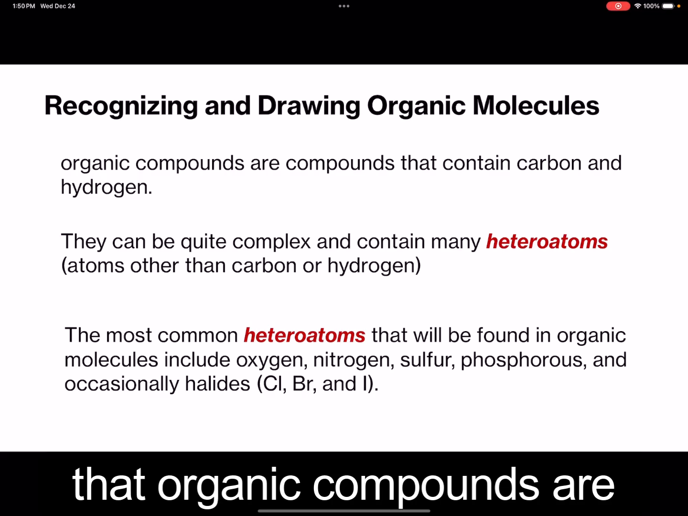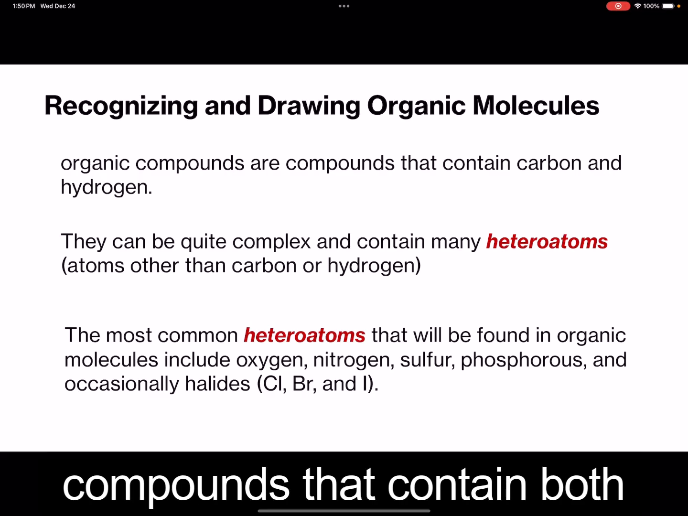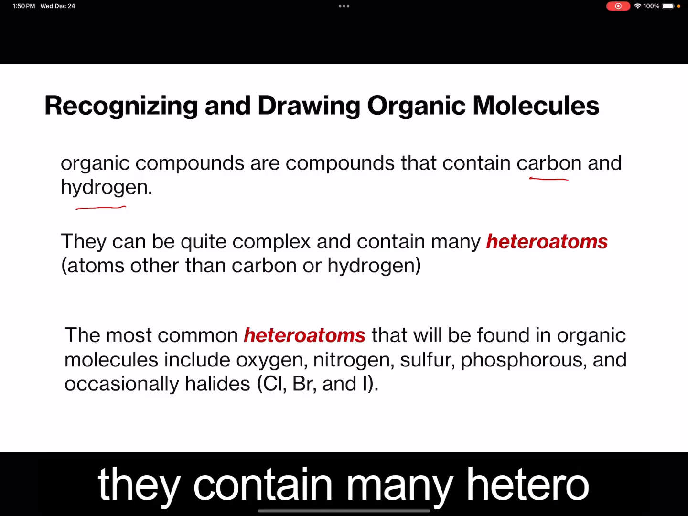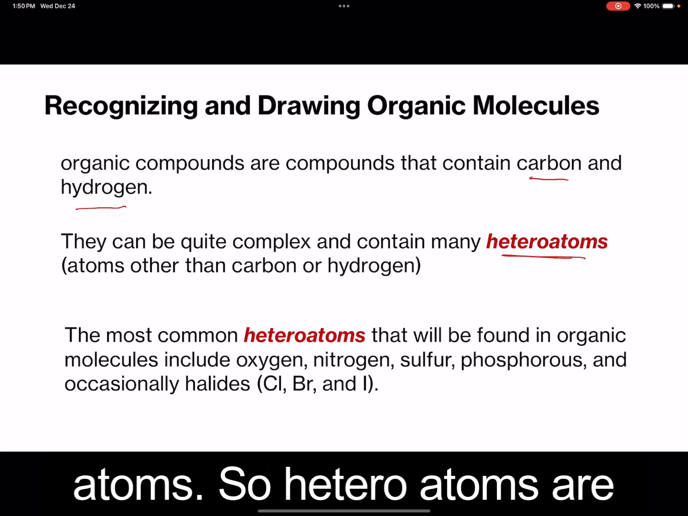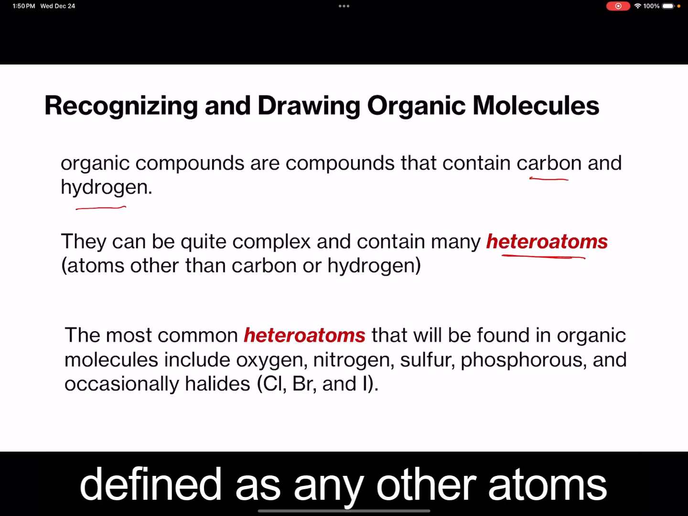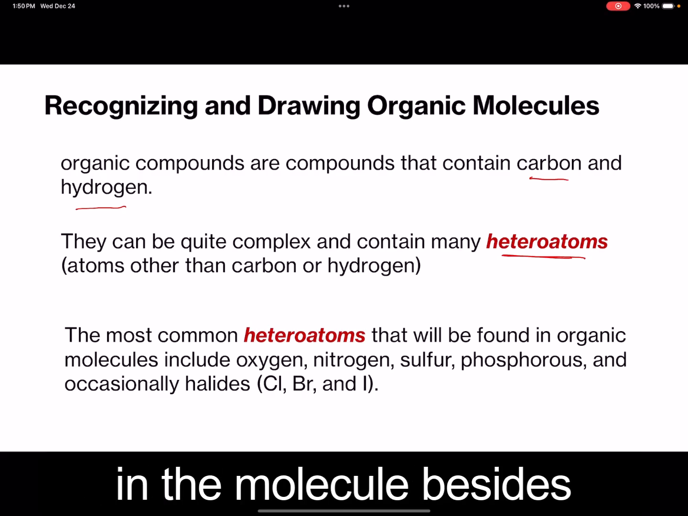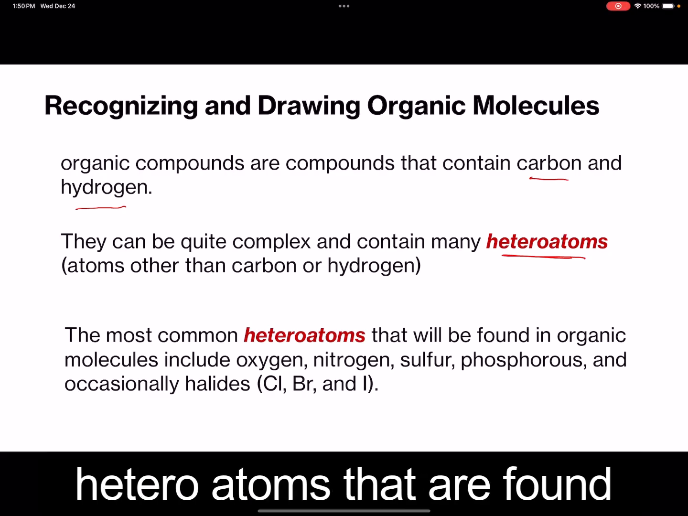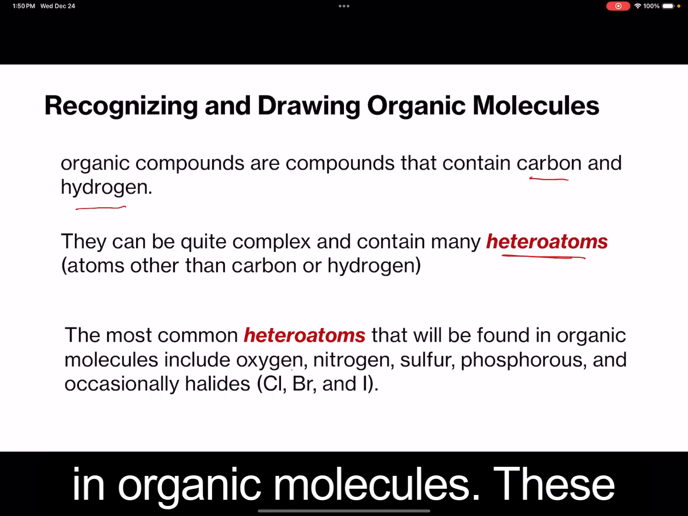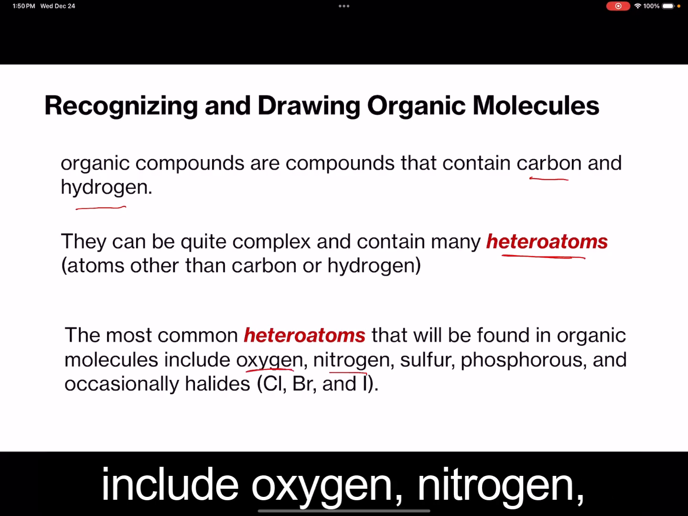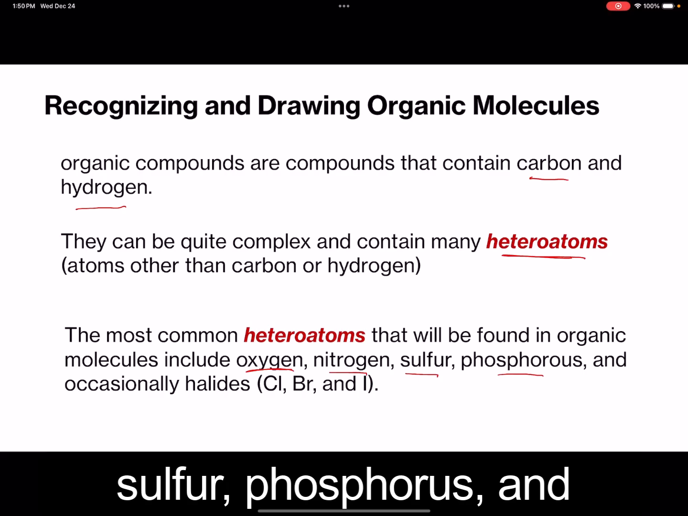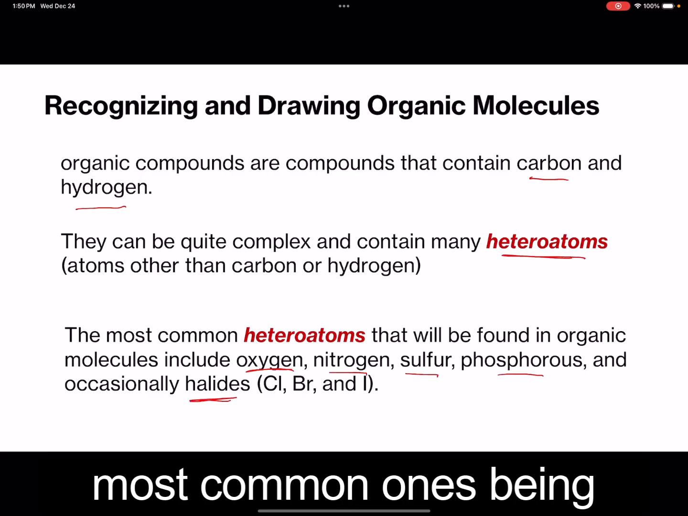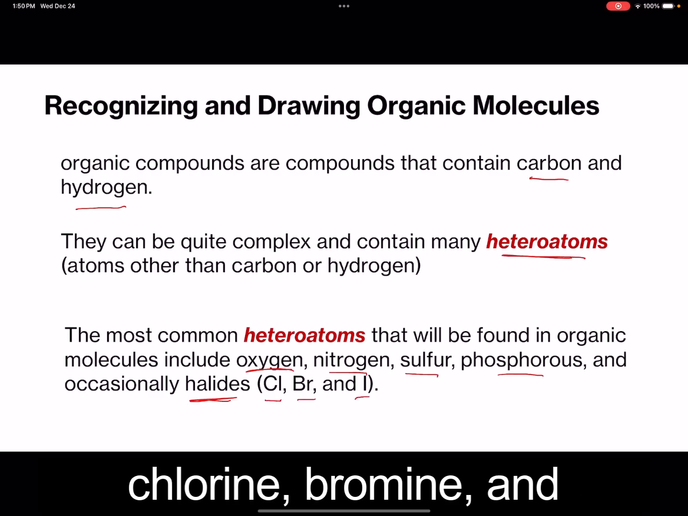Recall that organic compounds are compounds that contain both carbon and hydrogen. They can be very complex and they contain many heteroatoms. So heteroatoms are defined as any other atoms in the molecule besides carbon and hydrogen. So there are some common heteroatoms that are found in organic molecules. These include oxygen, nitrogen, sulfur, phosphorus, and sometimes the halides can be found in there, with the most common ones being chlorine, bromine, and iodine.